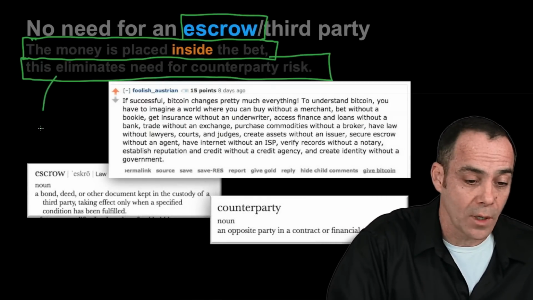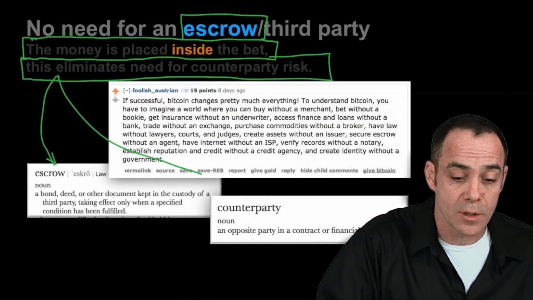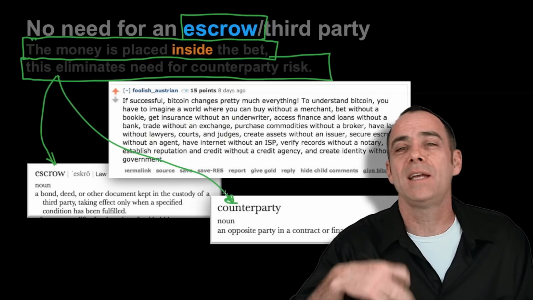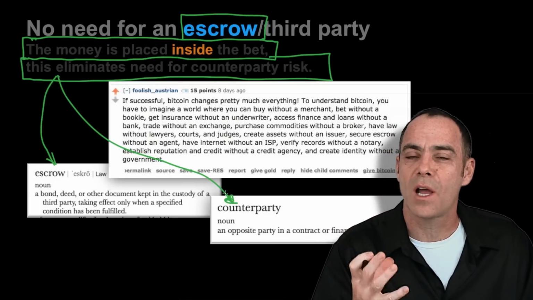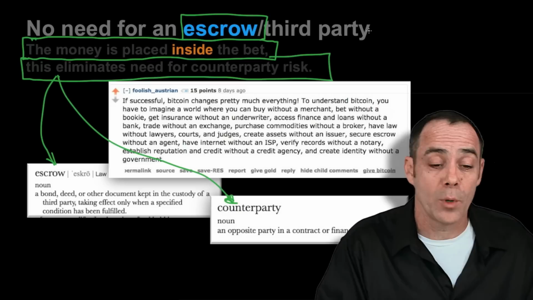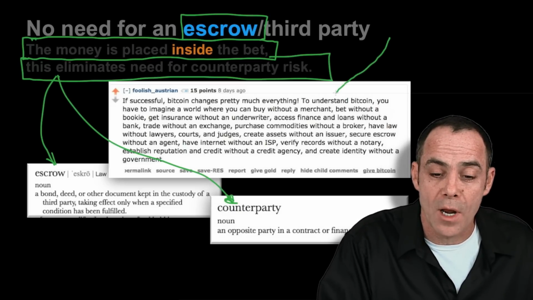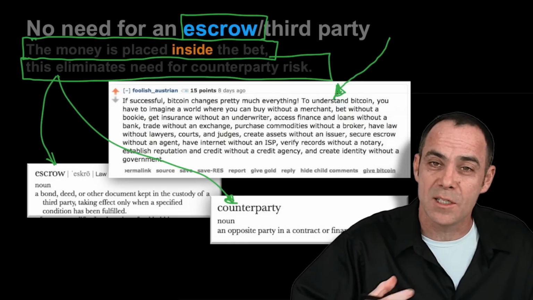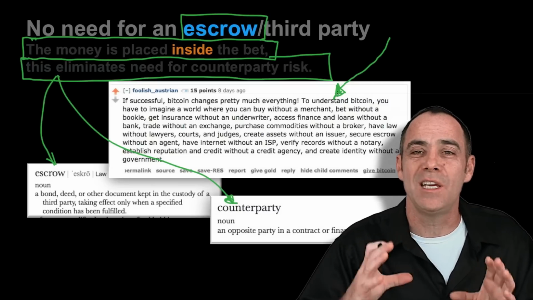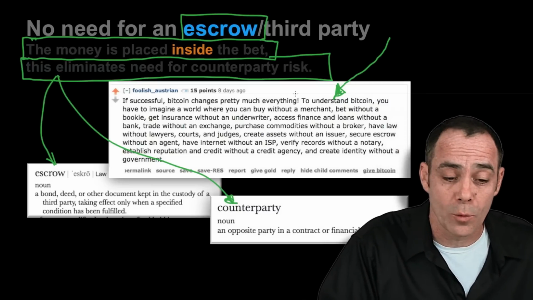And here we've just got our quick definitions of escrow and counterparty, but you're starting to get an idea of how these simple contracts work. But here in this cool post by this guy named Foolish Austrian here on Reddit, we see this idea that we're not going to need a third party or a counterparty in so many places. And this is where this individual is seeing Bitcoin explode, right? So let's go through his post real quickly.